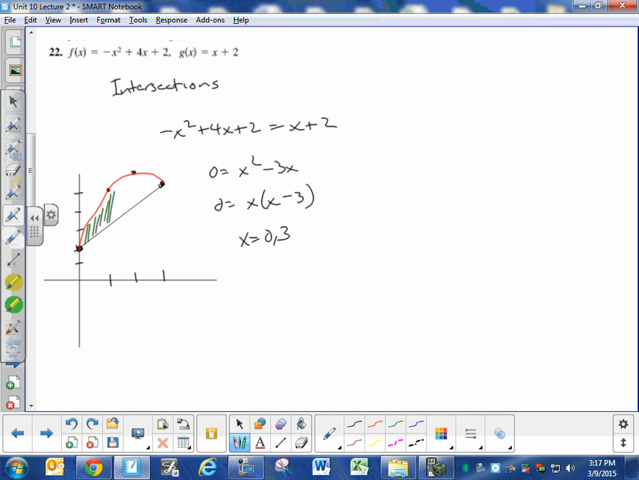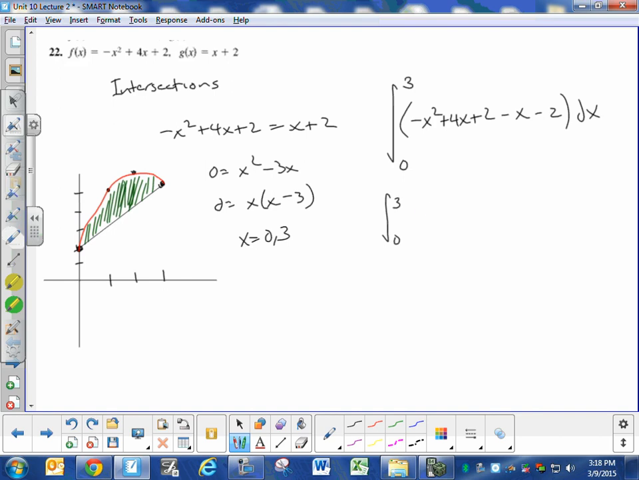Then I can find that area, set up my integral correctly. It would be the integral from 0 to 3 of the top minus the bottom. The top is the negative x squared graph. I'll immediately go minus the quantity of x plus 2, but I'll do that so I can simplify this. This is the area from 0 to 3 of negative x squared plus 3x plus 0, which is great.